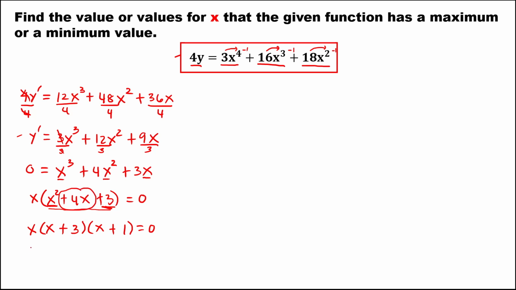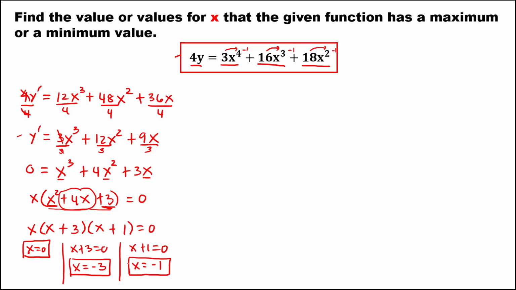Then equate this to 0. So we have x equals 0. Then x plus 3 equals 0, and x plus 1 equals 0. So we have x equals negative 3 and x equals negative 1. So these are the three values for x.